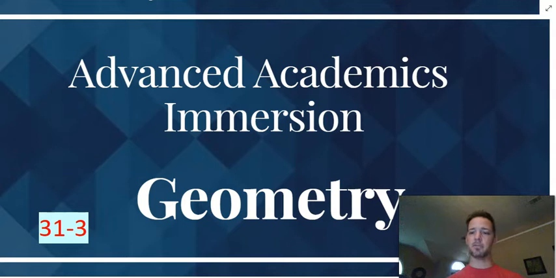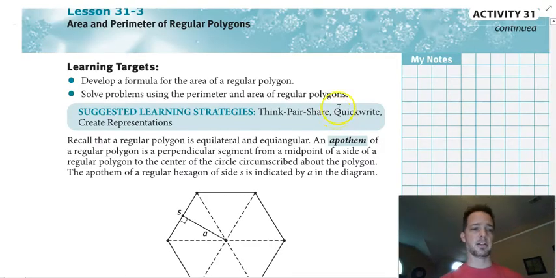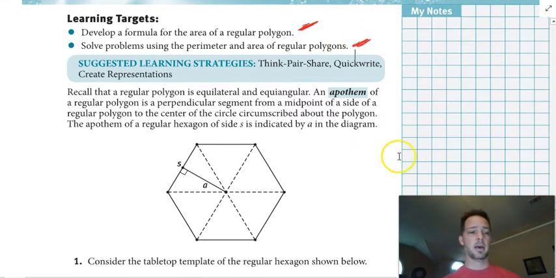We're going to be focusing on finding the area of regular polygons. In activity 31-3, we have a couple of goals: to find the area of regular polygons and then solve those problems. So develop a formula and then solve problems with that formula. All right, so how do we find the area of regular polygons?